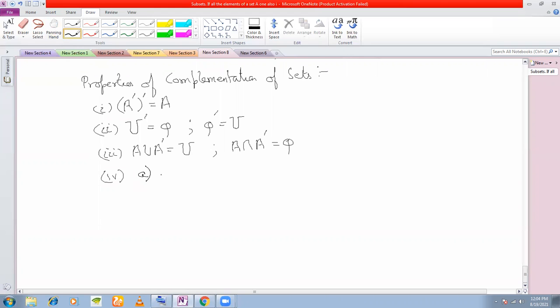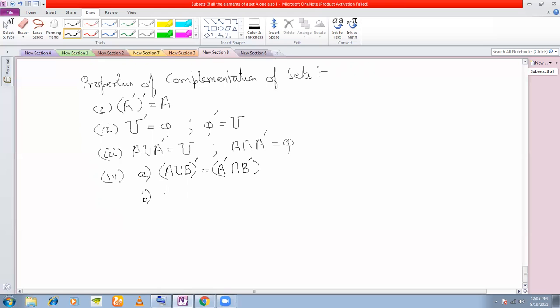is called the De Morgan's laws. Now, I have already discussed De Morgan's law in class 8. Now you'll see some real life usage, especially in probability fields. A union B complement. If you want to distribute this complement over A and B, you can write this as A complement intersection B complement.